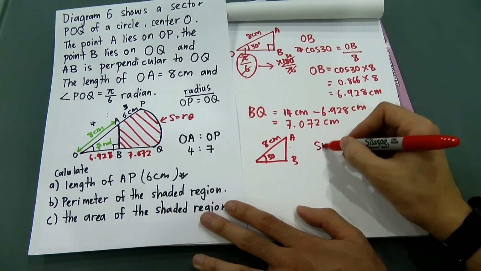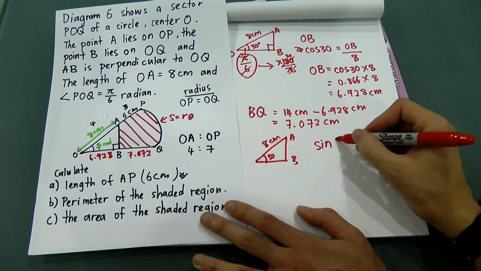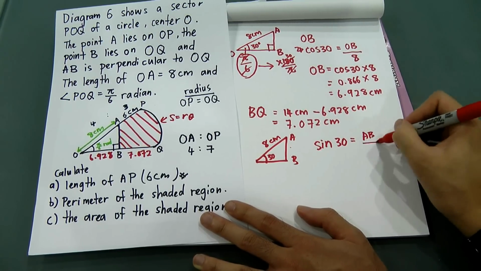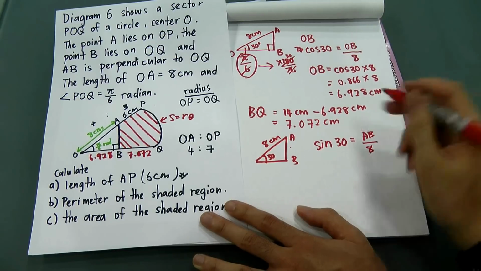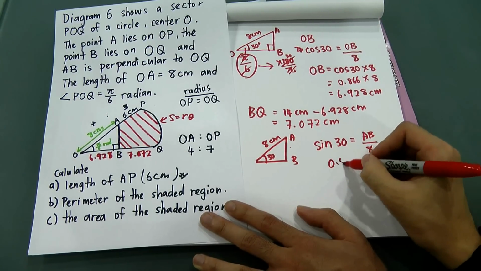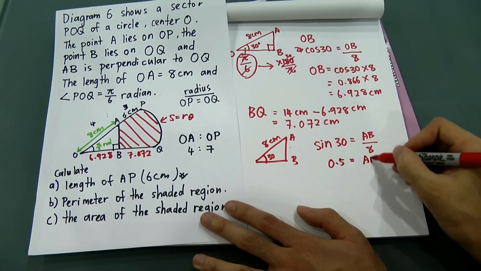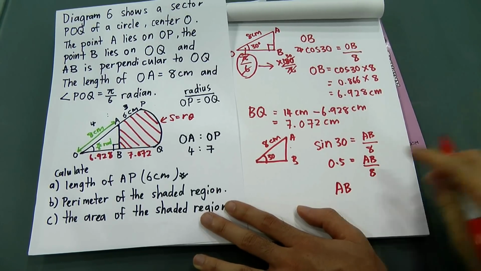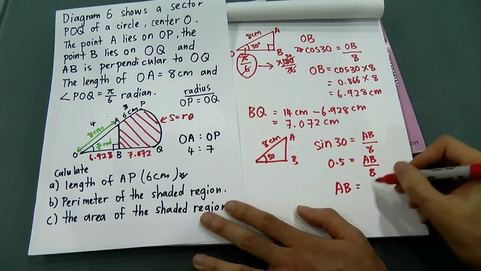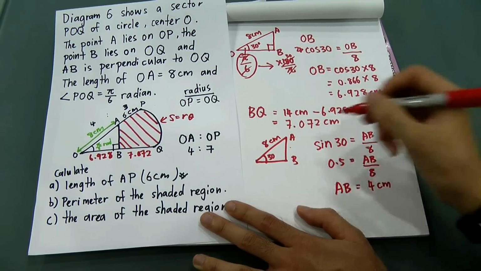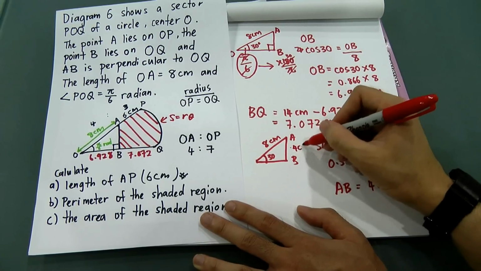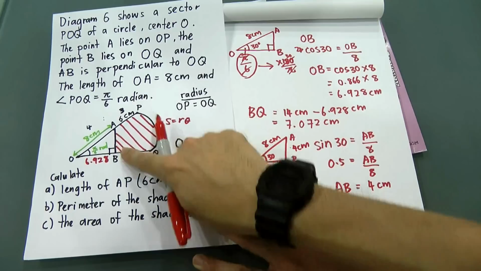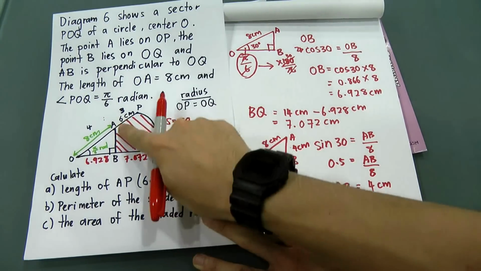So I use sine to find AB. So sine 30 will equal AB over 8 centimeters. And sine 30, we know, is 0.5, which equals AB divided by 8. So the length of AB will equal 0.5 multiplied by 8. We got 4 centimeters. So AB is 4 centimeters. Okay, now we got AB, we got BQ, AP also.